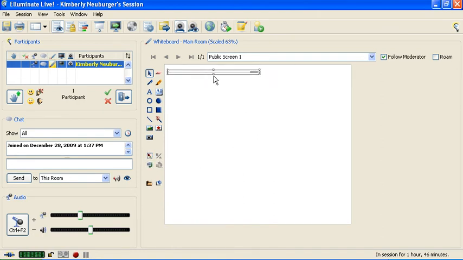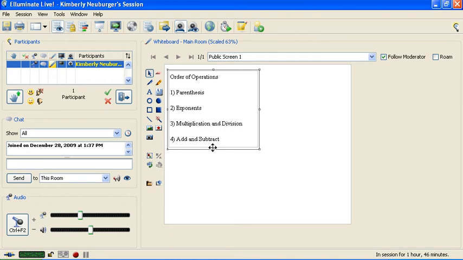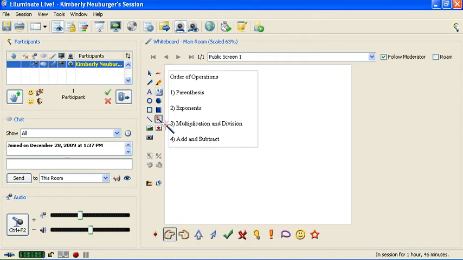Now that we know what the exponents are, let's take a look at the order of operations. The order of operations has 4 different steps that you're going to follow. The order of operations first tells you to start inside parentheses. So if your problem has parentheses, that's where you're going to begin.